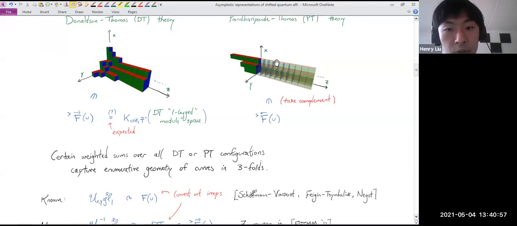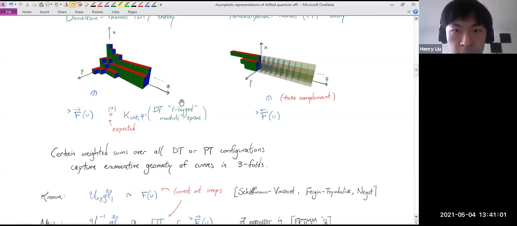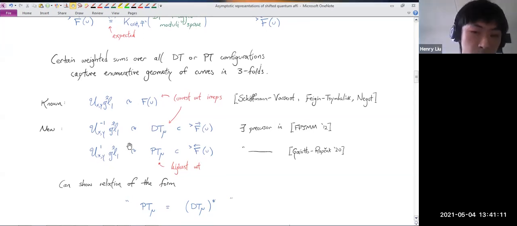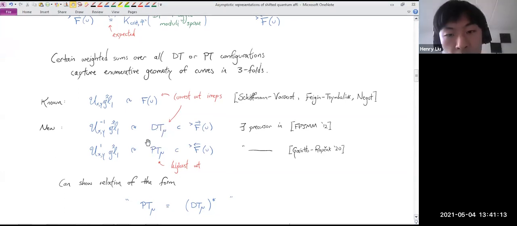The same goes for PT theory. And you get this PT module, PT mu, which also turns out to be a module for a shifted quantum toroidal GL1. And these modules, to the best of my knowledge, are new, though there are precursors which can be found in the literature.